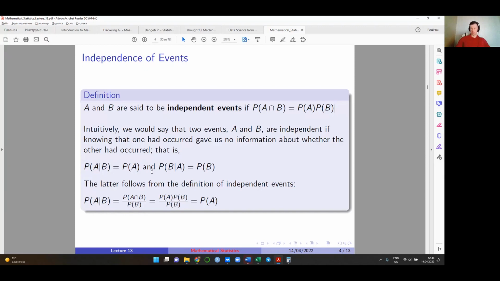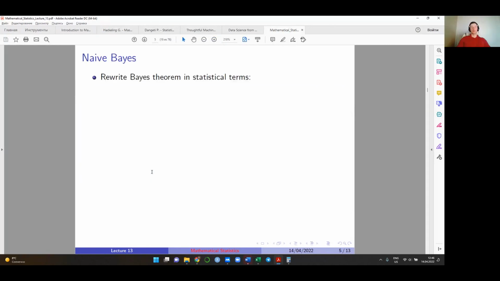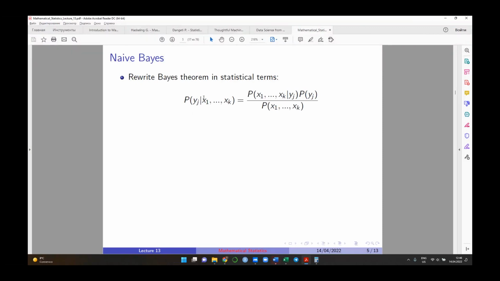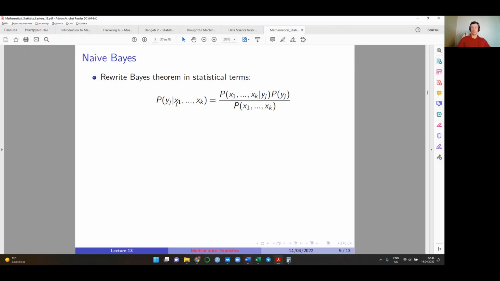So this is the repetition. This is what we need to remember from our previous material in order to implement this new method of naive Bayes classification. Now let's try to understand how naive Bayes works. If you rewrite what we have discussed before in statistical terms, we can define something like this: probability of yj given x1 through xk equals probability of x1 through xk given yj, times probability of yj, divided by the probability of x1 through xk.